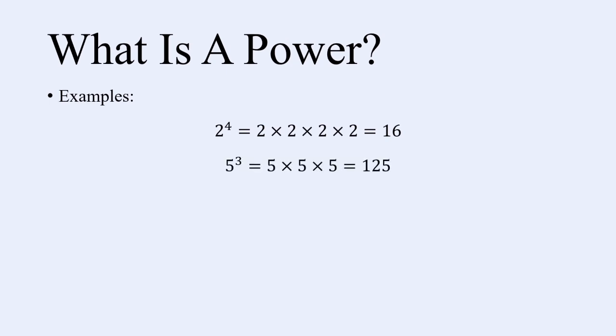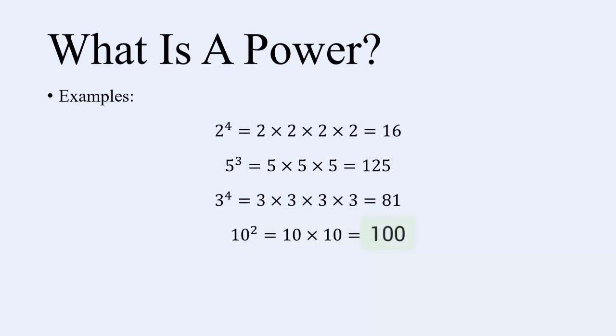Let's go through some examples of the power of numbers. 2 to the power of 4 means there are 4 groups of 2 multiplied together, which equals 16. 5 to the power of 3 means there are 3 groups of 5 multiplied together to get 125. 3 to the power of 4 means there are 4 groups of 3 multiplied together to get 81.